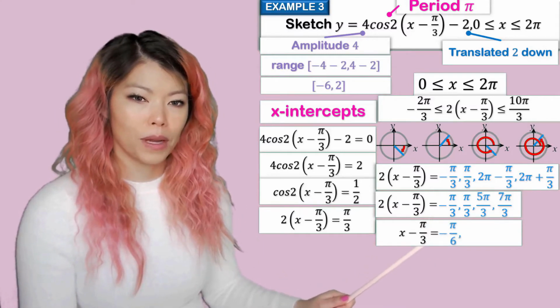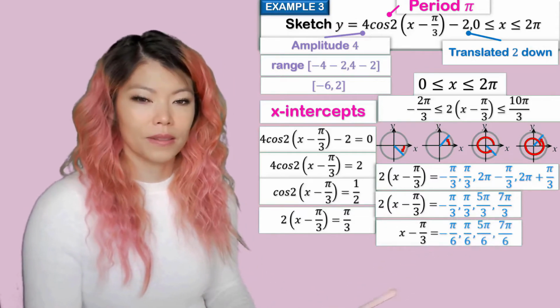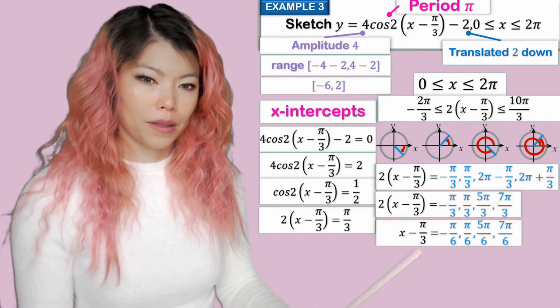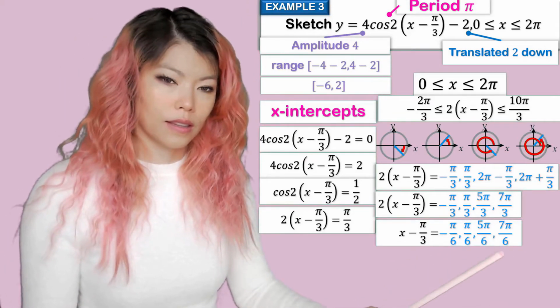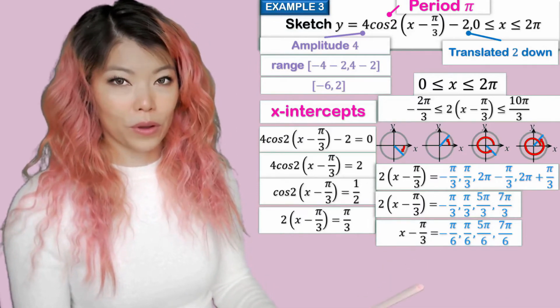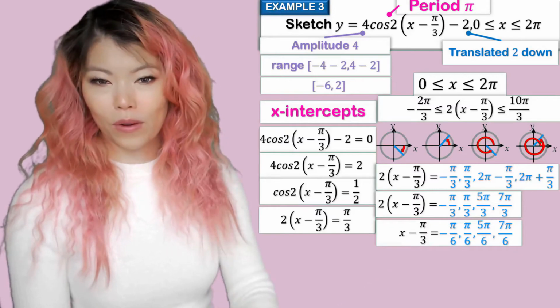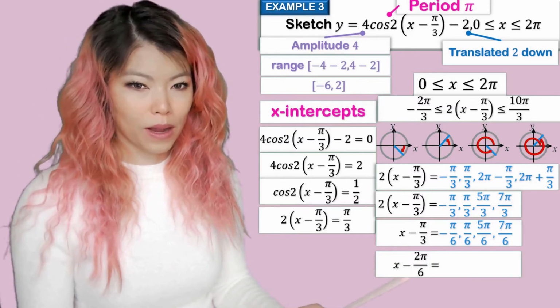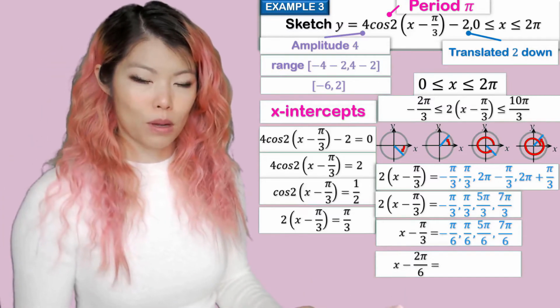So we have minus pi on 6, then pi on 6, 5 pi on 6, 7 pi on 6. Next, we have to add pi on 3 to the other side, but adding thirds to sixths, it's tricky. So what we're going to do is convert this. Instead of x minus pi on 3, we can rewrite this as x minus 2 pi on 6. 2 pi on 6 is the same as pi on 3. 2/6 is the same as 1/3.